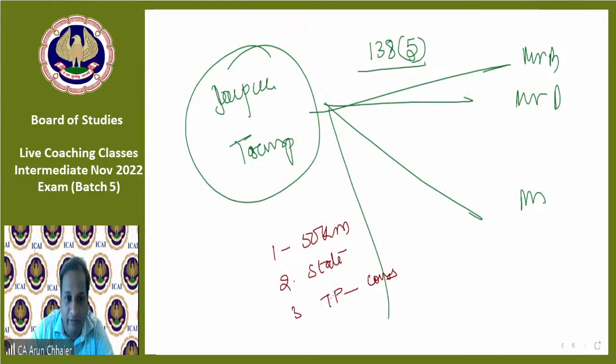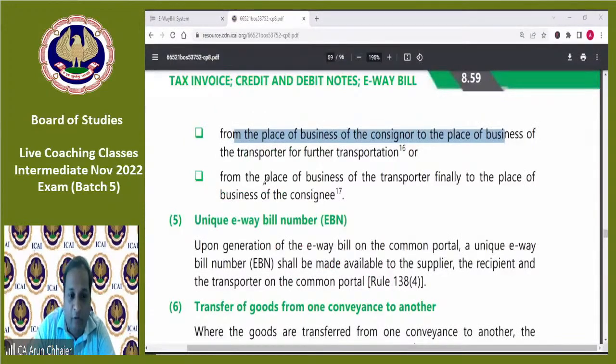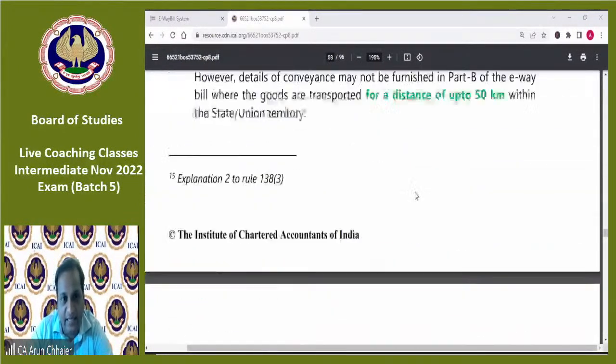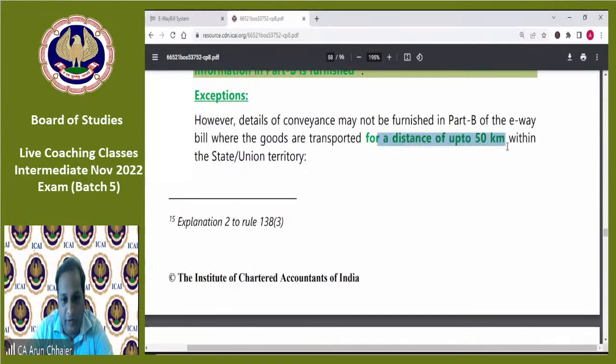I have given a very long time to explain this, but it is written here so you can understand. From the place of business of the transporter, finally to the place of the consignee. The logic is the same: state and distance are the same, distance up to 50 kilometer and the location is within the state or UT.